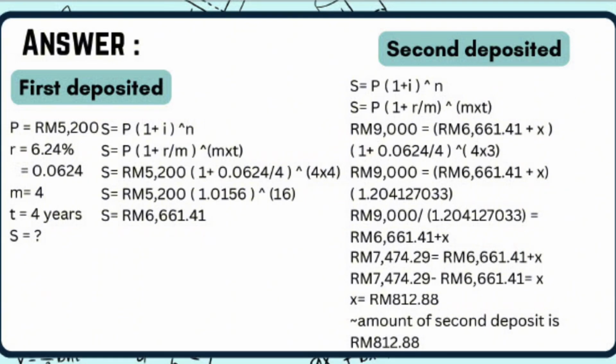To find the second deposit, we need to substitute S into 9,000 equal to P, which is 6,661 ringgit and 41 cent, plus X, which is the second deposit. Use the same formula and just substitute to find S. So, the final answer we will get for the second deposit is 812 ringgit 88 cent.